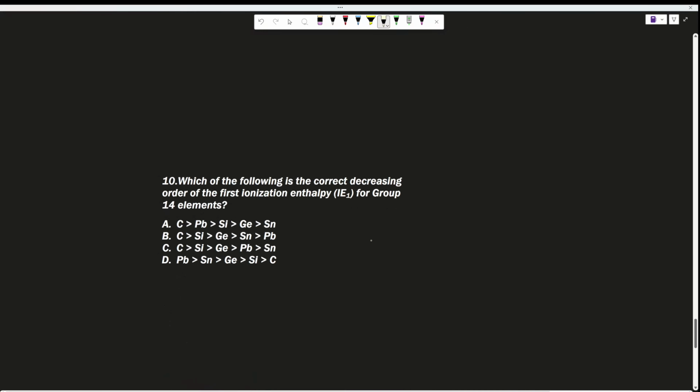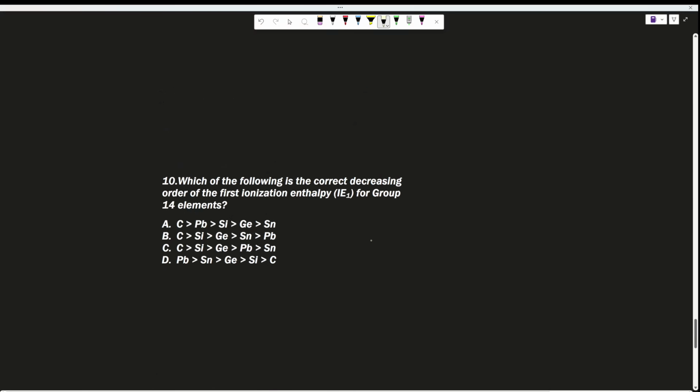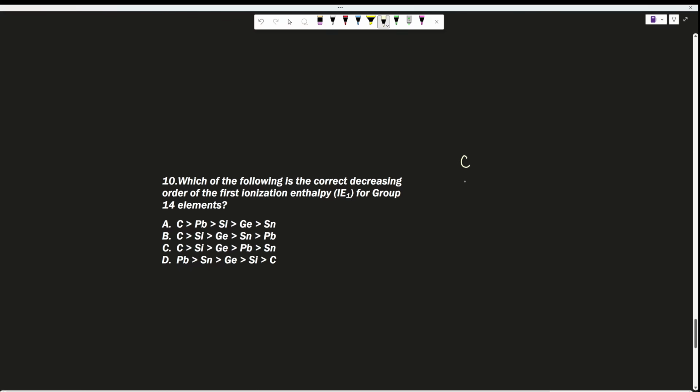Next one. Which of the following is the correct decreasing order of first ionization enthalpy for group 14 elements? So here yesterday we discussed about atomic radius and ionization energy of 13th group. So here for 14th group, atomic radius will follow the normal trend. So there is no variation. So I am not including that question. In ionization energy, there is one variation.